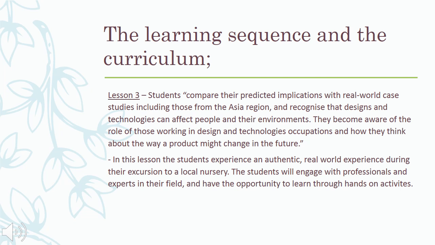This links directly to the curriculum, as the description of technology strands are that students can compare their predicted implications on real-world case studies, including those from the Asia region, and recognise that designs and technologies can affect people and their environments. They become aware of the role of those working in design and technology occupations and how they think about the way a product might change the future. This links through the discussions the students will have with the professionals that they meet. The students will be directing questions to the professionals about the future of growing food and how a greenhouse can assist with our ever-changing climate.